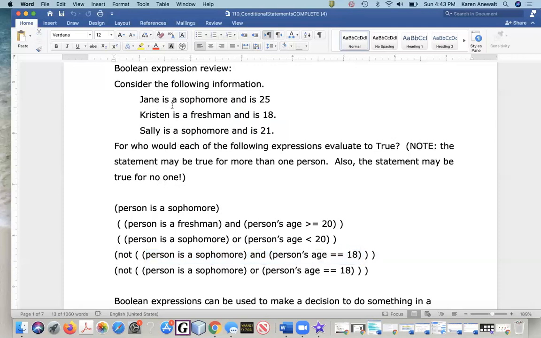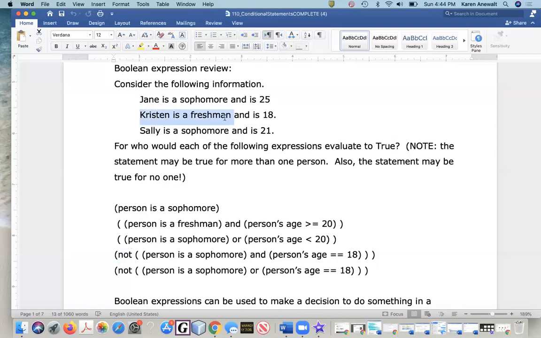So if we evaluate this with Jane, Jane is a sophomore, but she's not equal to 18 years of age. So the inside of the expression is going to be false. And then when we apply the not operation, it's going to take the inverse value and return true for the overall expression.